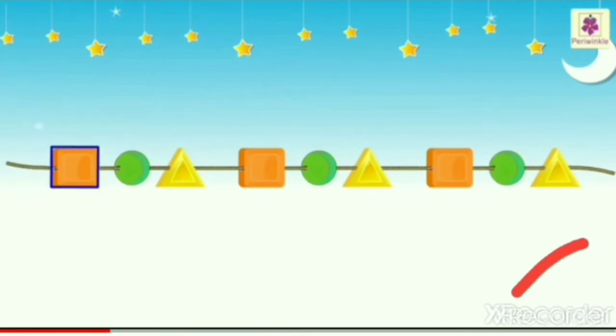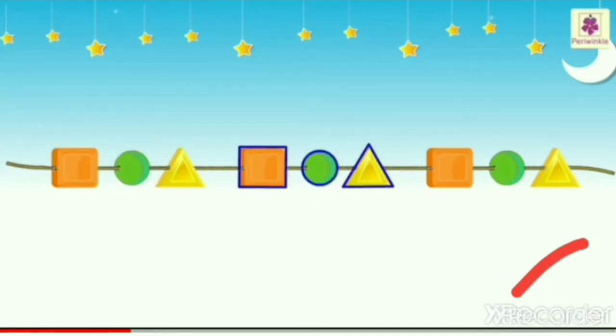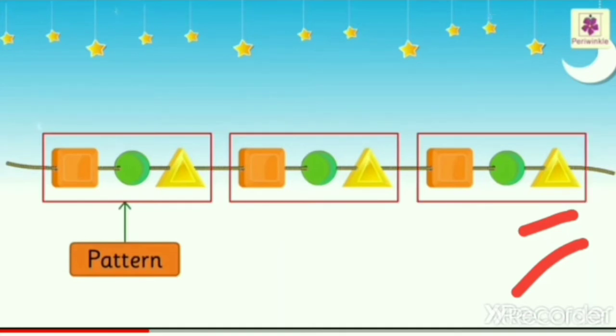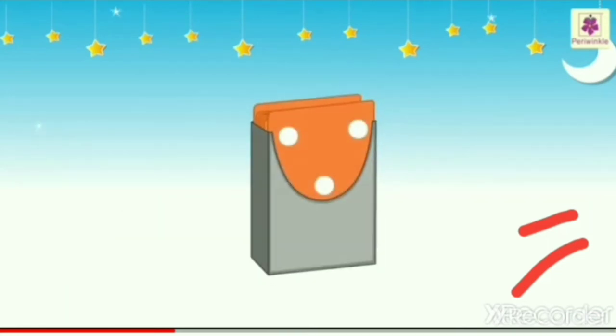This is a bracelet which contains three figures: square, circle, triangle, then again square, circle, triangle, and then again circle, triangle. Okay, so this is a pattern in which three figures are repeated again and again in the same order. So this is a pattern. In this way we can see different patterns in our daily life.